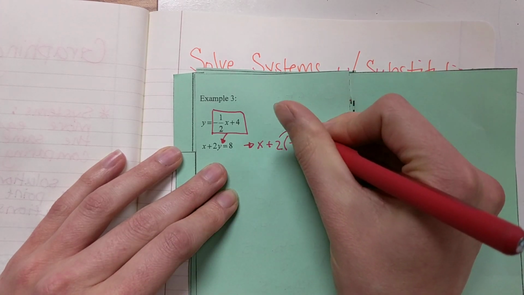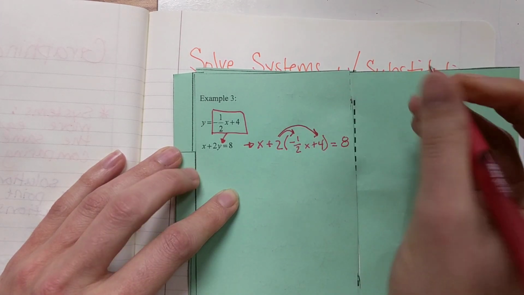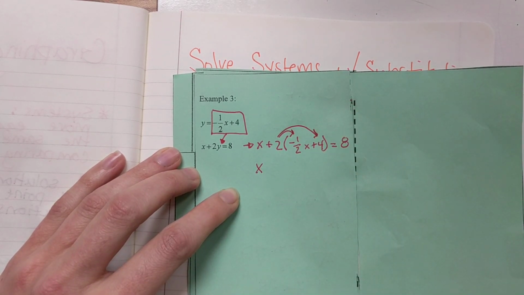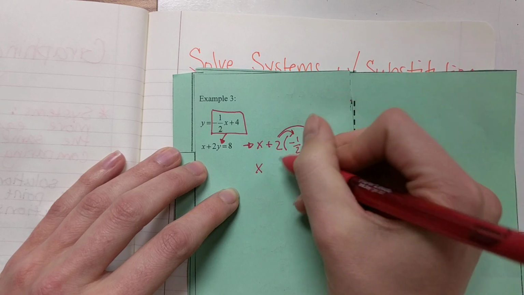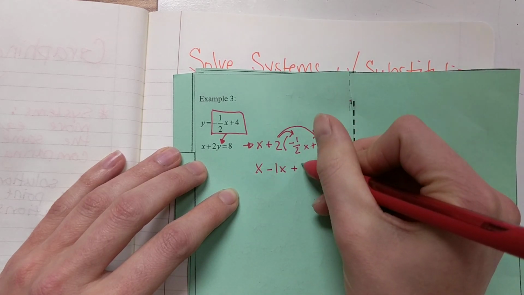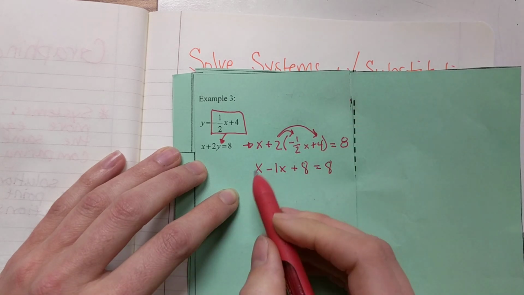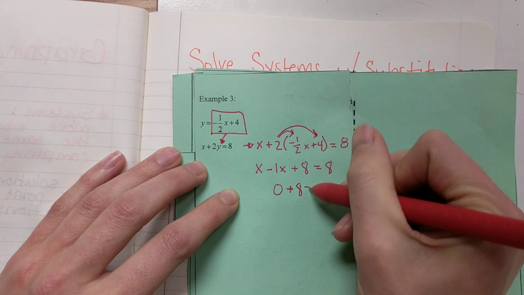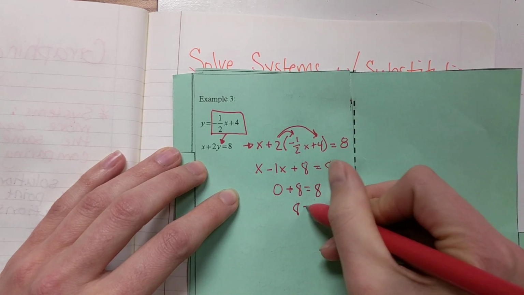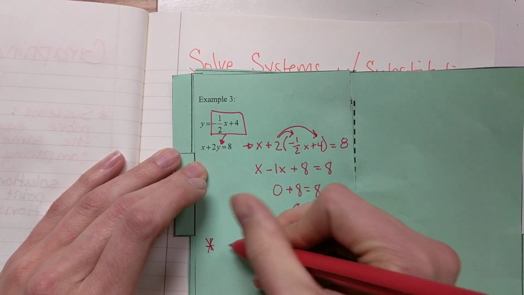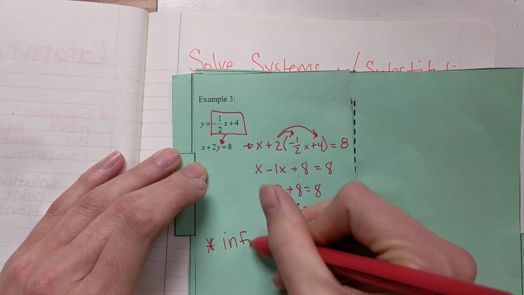So now I'm going to distribute. I already substituted. So 2 times -1/2 would be -1x, and then 2 times 4 is 8. So x minus 1x would be 0. And then 0 plus 8 equals 8. So 8 equals 8. That's a true statement, so that means that our answer is infinite solutions.